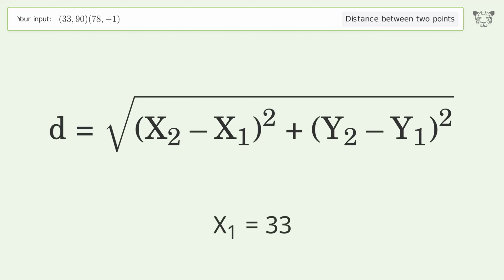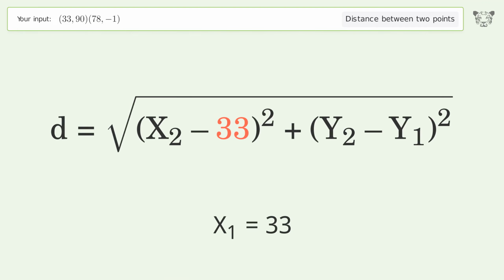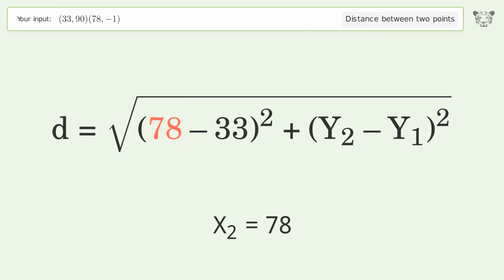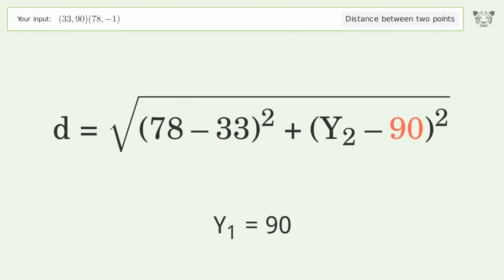x1 equals 33. x2 equals 78. y1 equals 90. y2 equals -1.